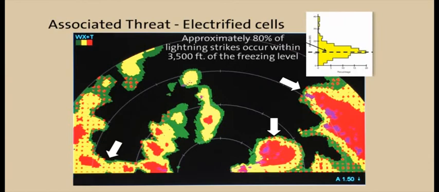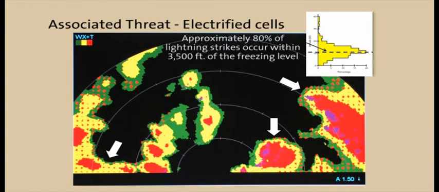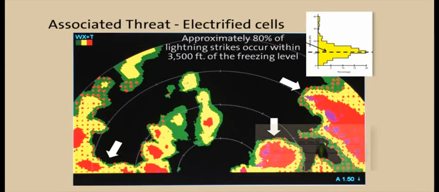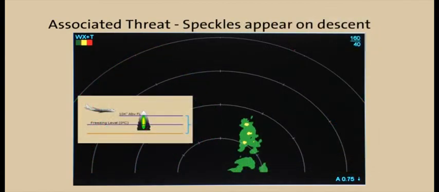Approximately 80% of lightning strikes occur within 3,500 feet of the freezing level. When electrified cells are present, and when it is practical, transit through the area near the freezing level as quickly as possible. Also, maintain an appropriate distance from electrified cells in accordance with company guidelines. Remember that the mid-altitude associated threat icon will no longer be displayed once the aircraft climbs more than 10,000 feet above the freezing level. In this example, the aircraft is descending from cruise altitude and is more than 10,000 feet above the freezing level. Thus, the icon is not displayed. However, note that as the aircraft descends below the activation altitude, the speckles within the cell boundary are displayed.